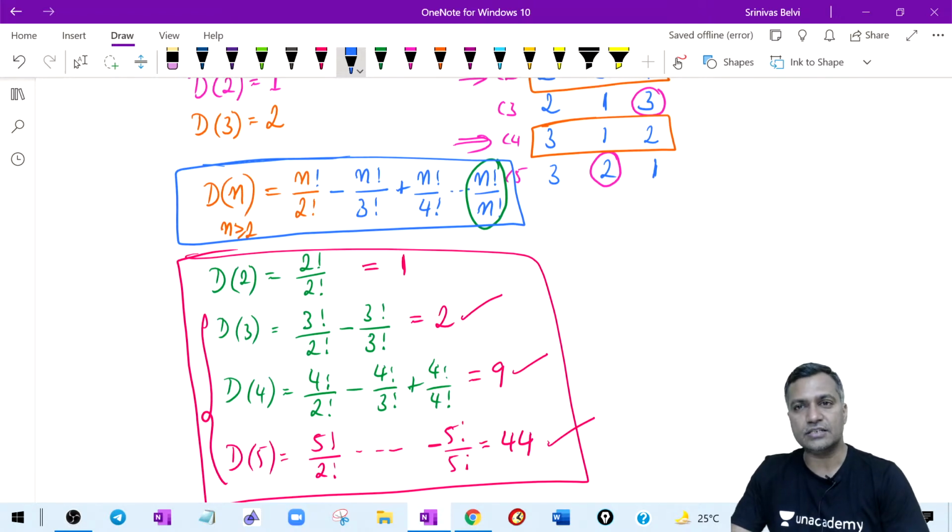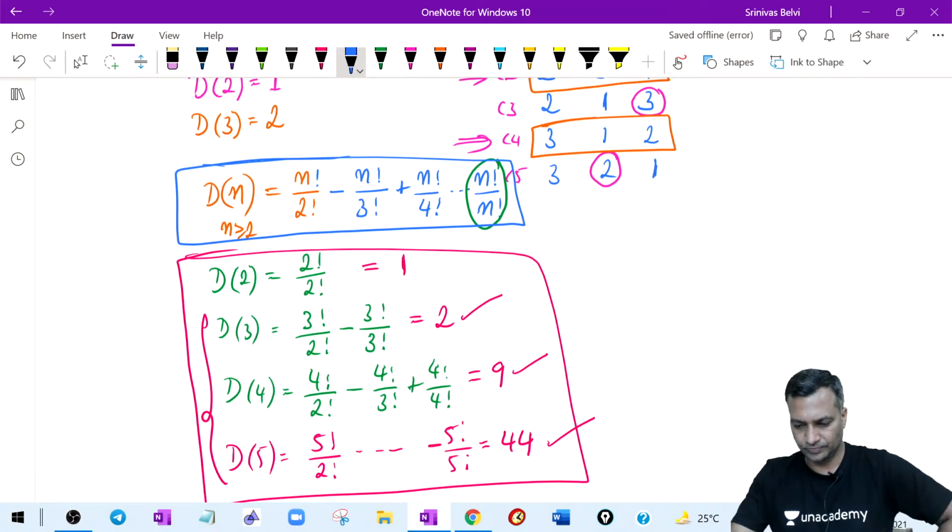Guys, is this clear? Say yes, no. Only Rishabh is confirming. Others? Was I too fast? Have you guys lost? What happened?